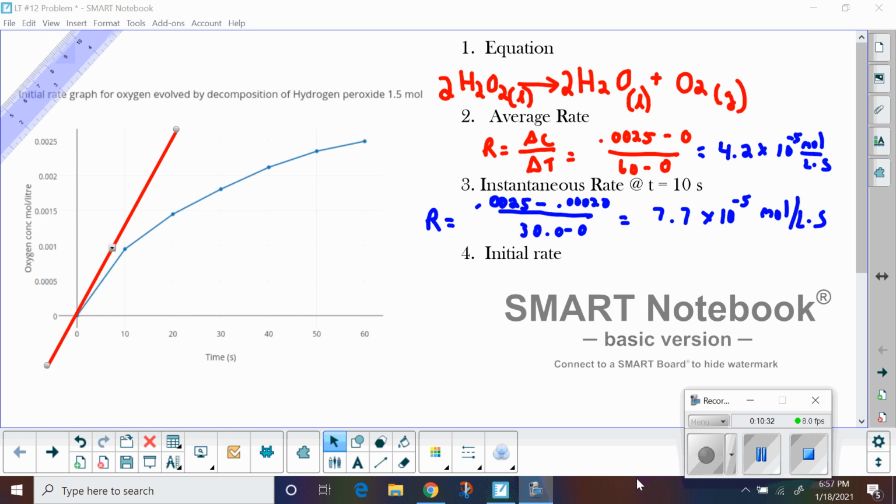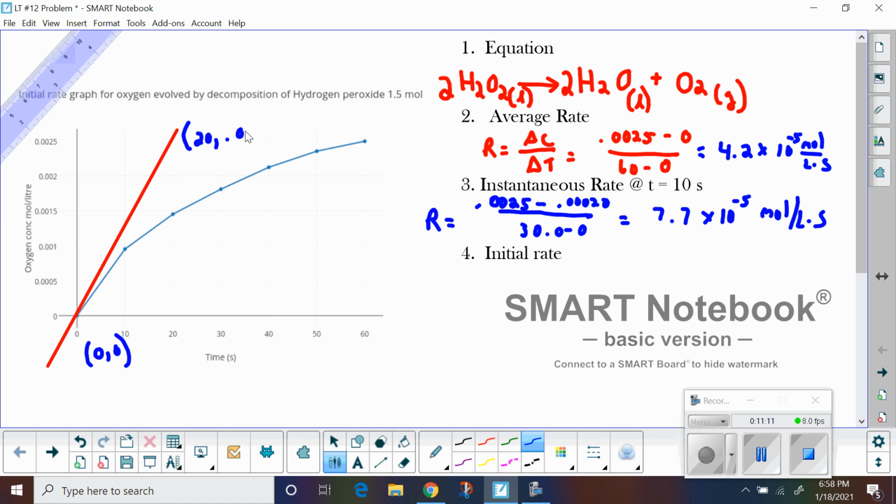All right, last but not least, we're going to find the initial rate. And I'm going to put this right directly onto the graph because I'm going to avoid that watermark. So I drew a tangent line that is tangent at t equals 0. And the nice thing about initial rate is one of your points is always, always, always going to be 0, 0. So there's my first point there. Then I'm going to find another point here. This looks like it's at 20, 0.0025.